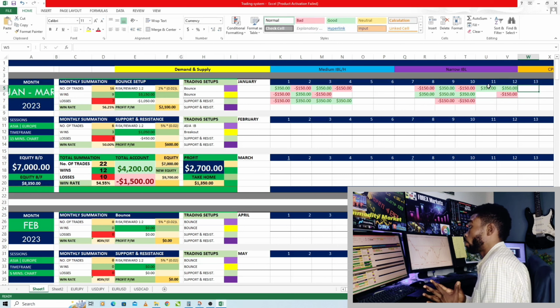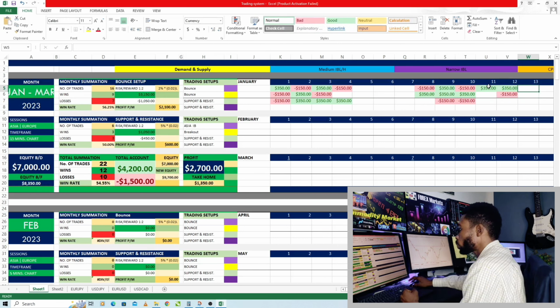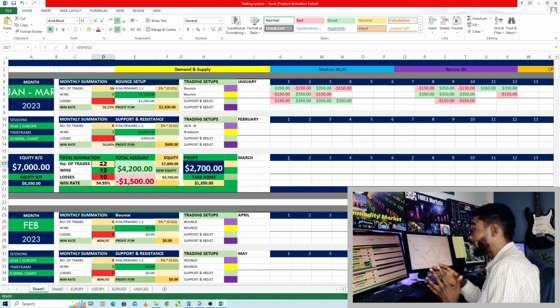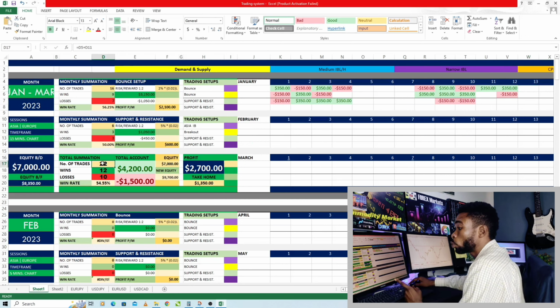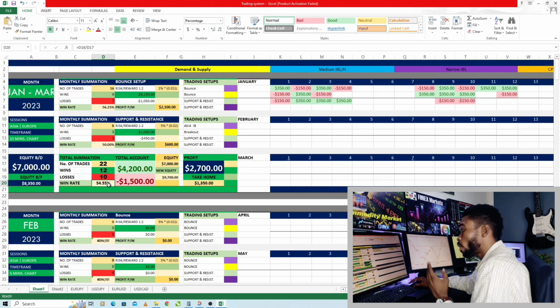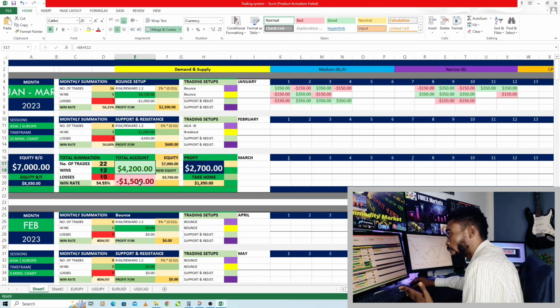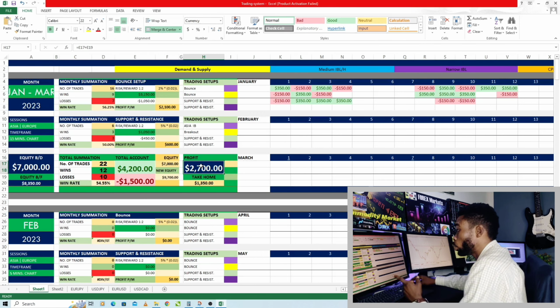Now look at what you've done. The system is telling us that we've taken 22 trades. The month has not ended; this is just two weeks, right? Out of the 22 trades, we have 12 wins and 10 losses. We have a 54% win rate. All your profit amounts to this, all your losses amount to this, and your raw profit that you're taking home is 2,700.